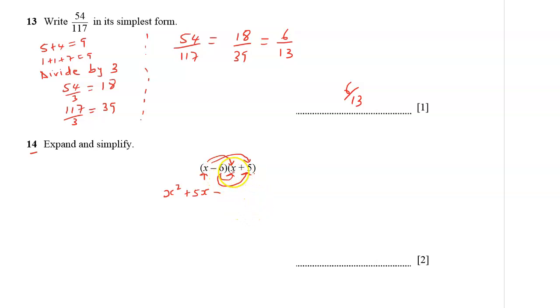So minus 6 times x will give us minus 6x. Then minus 6 multiplied by positive 5 will give us again minus, this time minus 30. Right, so we can collect like terms together. We have x here and x here. So x squared plus 5x minus 6x will give us minus x. Then minus 30. So this will be simplified after expansion to x squared minus x minus 30.